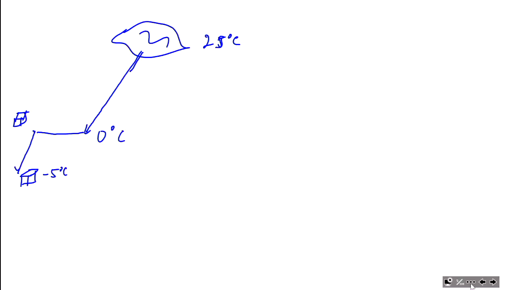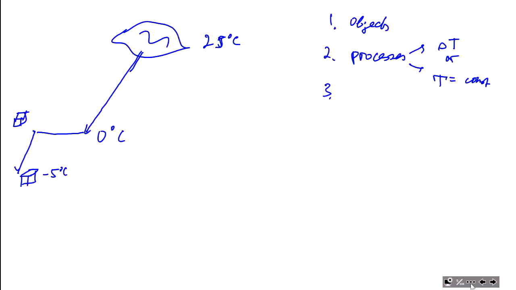So this situation describes the general strategy. We have to list all objects, for each object, all processes, and we only have two processes to choose from: temperature change or phase change when temperature remains constant. And then for each process, we should write the expression for the amount of heat associated with that process. That's it.